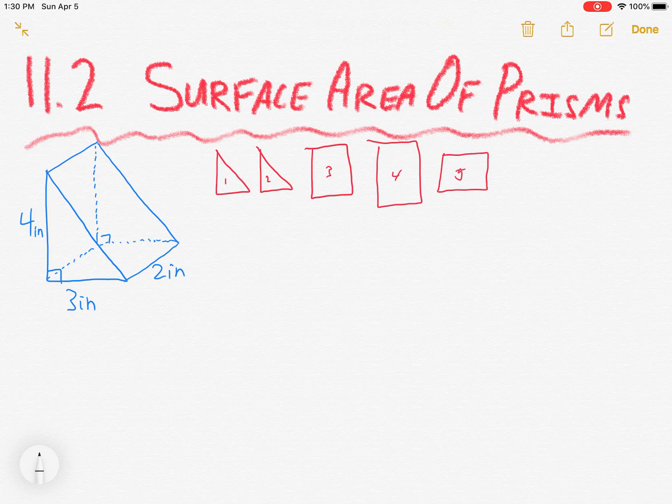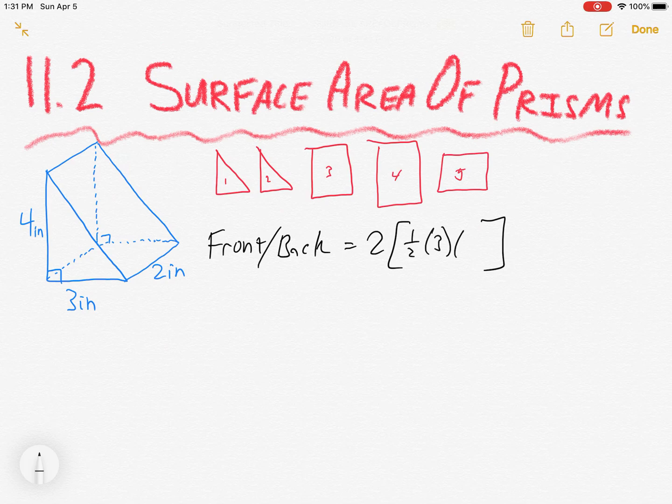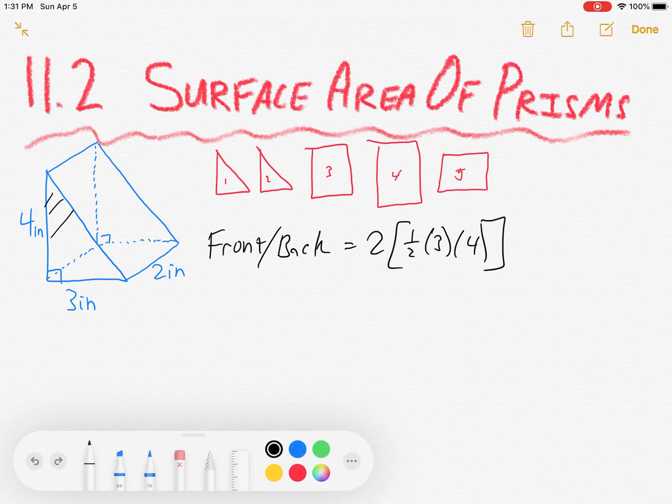So we have the front and back are the same. Do you see that? So I can just do 2 times whatever the front is. The front is a triangle, so it's 1/2 base times height, right? The front and back are both 1/2 times the base times the height.